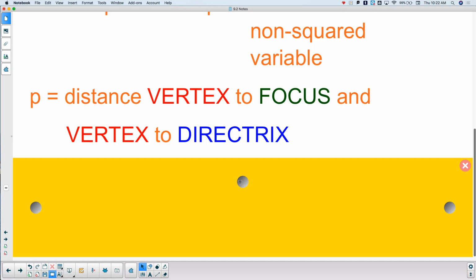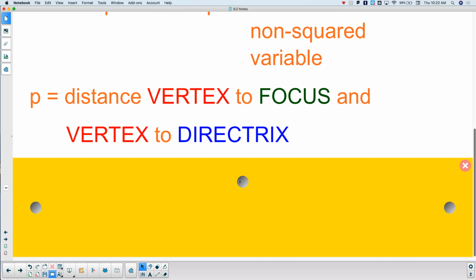So the focus is a point, the directrix is a line. Vertex is a point too. Well, we already got that.